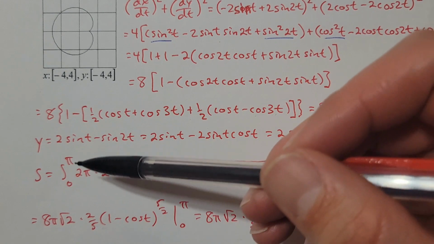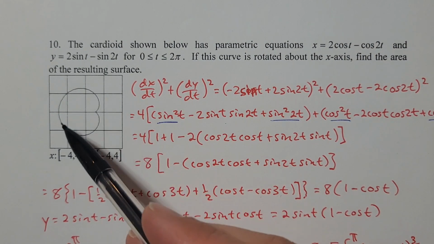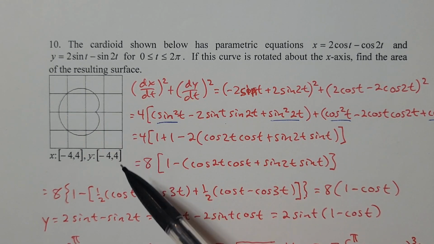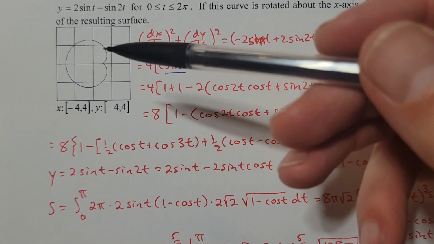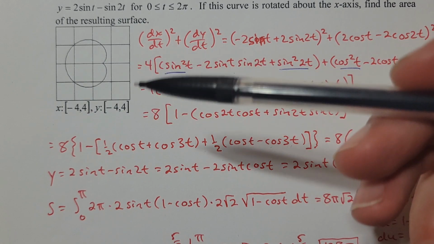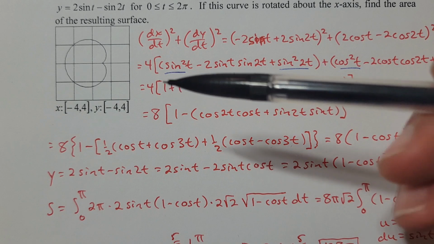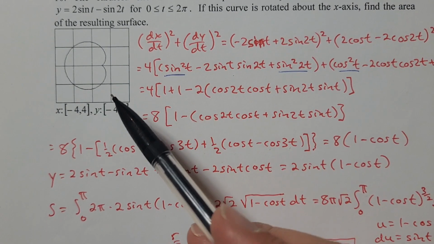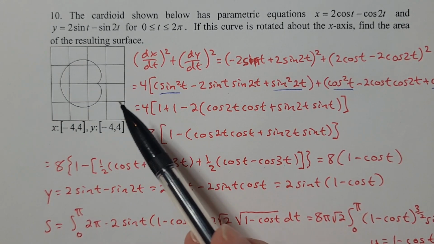Now, the reason I'm going from 0 to pi is because this curve can be completely traced out one time on the interval 0 to 2 pi. I don't want to go 0 to 2 pi though, because if I go 0 to 2 pi and I'm rotating this about the x-axis, that's going to be double the surface area. I don't want double my answer, right? So let's just take the top half of this cardioid and we'll rotate that about the x-axis.